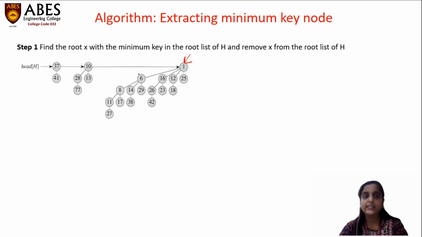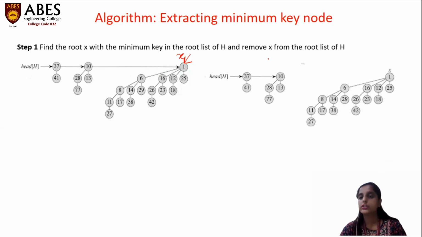So it is saying find the root x. We got our root x with the minimum key in the root list of h, and just remove x from the root list. It is saying just remove it. Okay, so we'll remove it like this. See here, we have one heap, and we have removed this particular portion here.